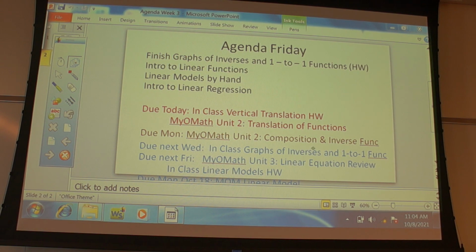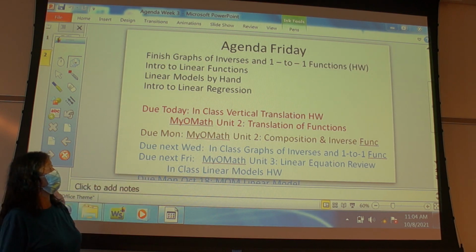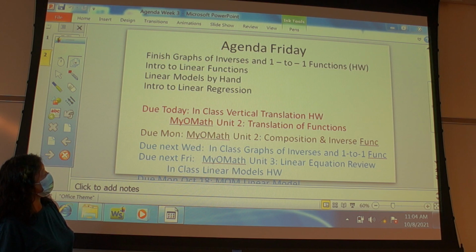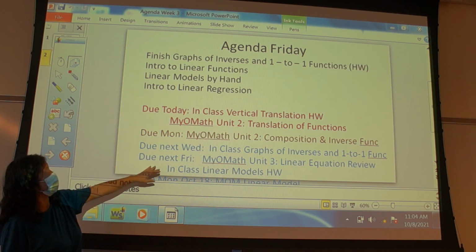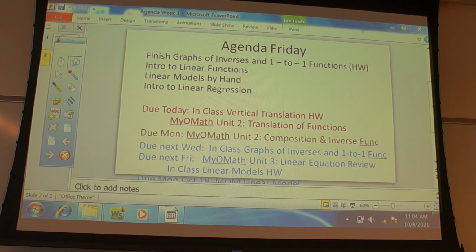And then Monday you have composition and inverse functions, which we went over last class. And then next Wednesday you have in-class graphs of inverses and one-to-one functions. Next Friday, I'm also going to have you guys do the linear equations review. We're starting linear equations today. And then also the in-class linear models homework, which we will probably hand out on Monday. Okay. I might shift some things around a little bit as we go.